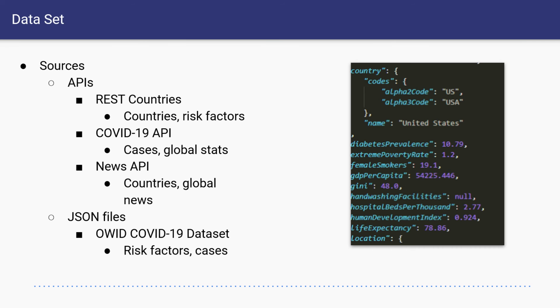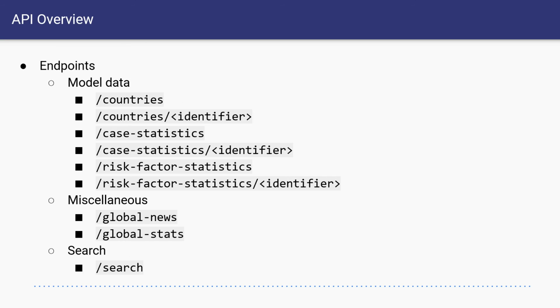The data in our dataset was mostly scraped from APIs, but we did also scrape a single static JSON file from our Weldon data, which was particularly helpful for collecting risk factor statistics. Risk countries was primarily used for country information, COVID-19 API was mainly utilized for case statistics, and News API was used to collect both country-specific news and global news for the page I just demoed. Here is a quick overview of all of the endpoints that are available on our API.